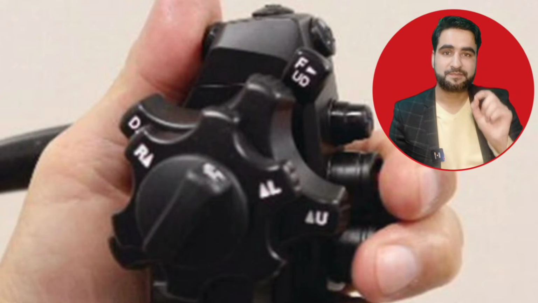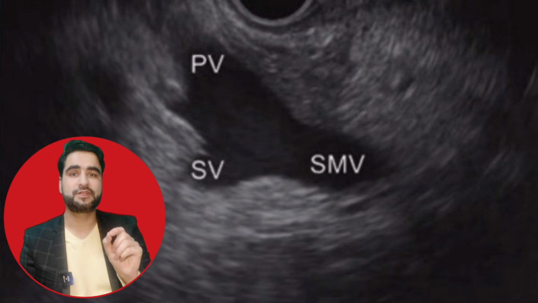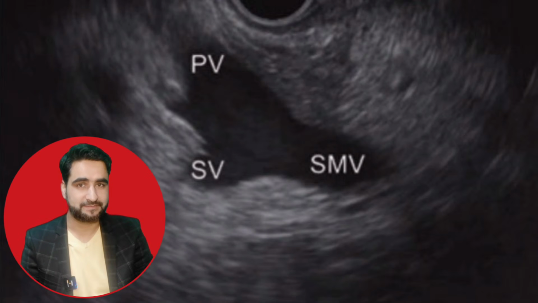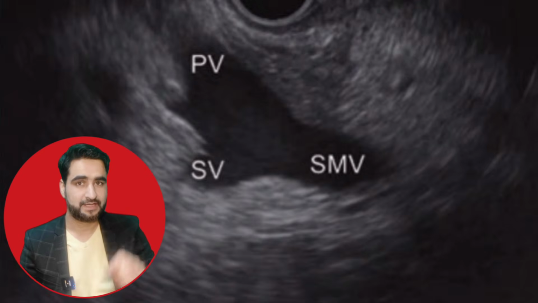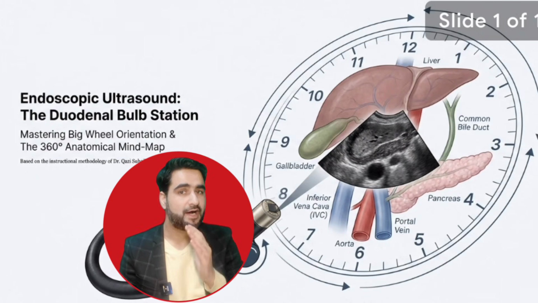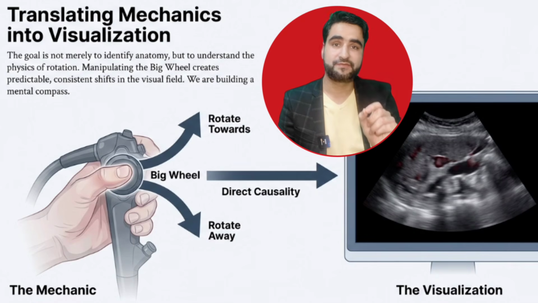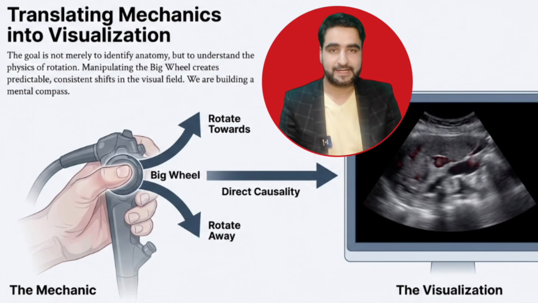Today's focus is big wheel rotation. This video will teach you how big wheel rotation impacts your EUS image at the duodenal bulb station. By the end, you will have developed a comprehensive mental map of ultrasound visuals at the duodenal bulb station. You will understand precisely what happens to your image when you rotate the big wheel towards yourself versus away from yourself. Knowledge that is critical for confident and accurate EUS examinations.